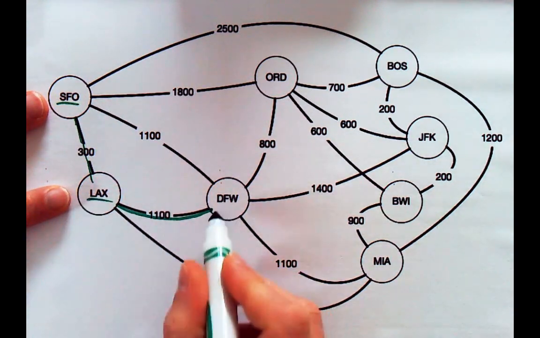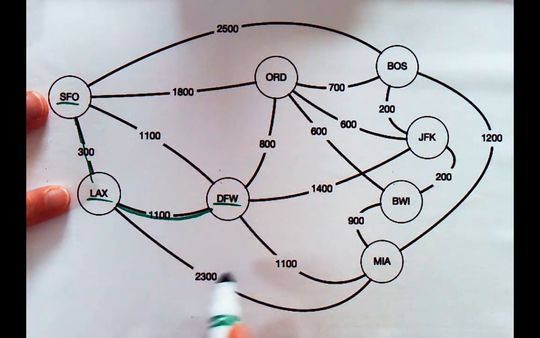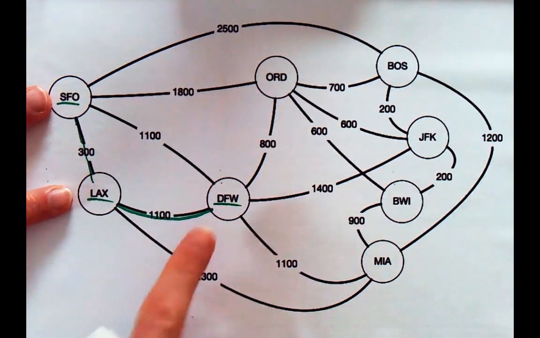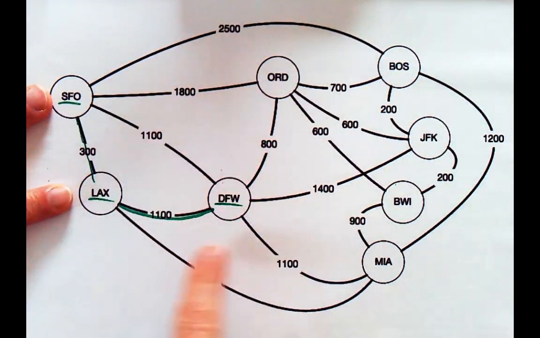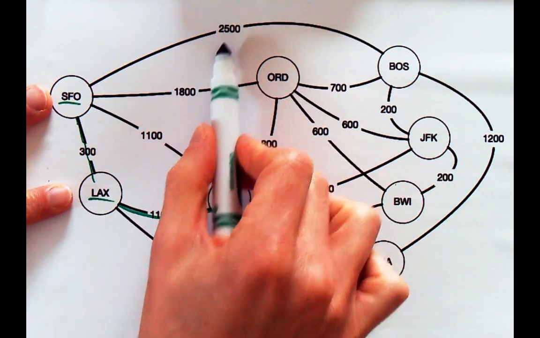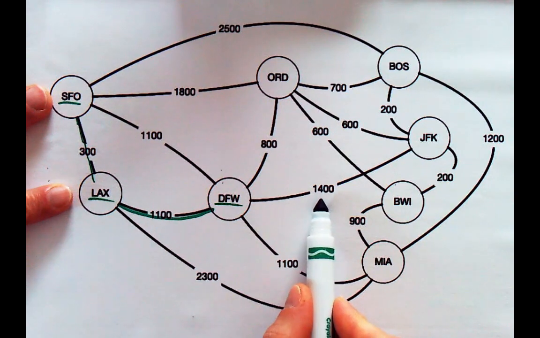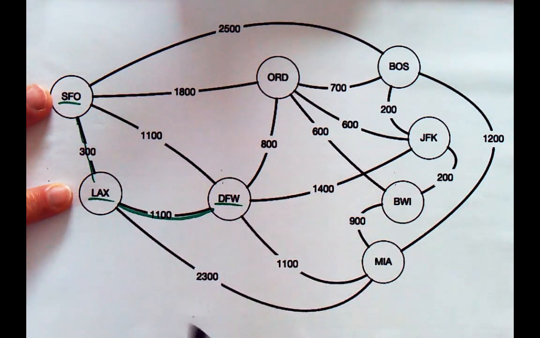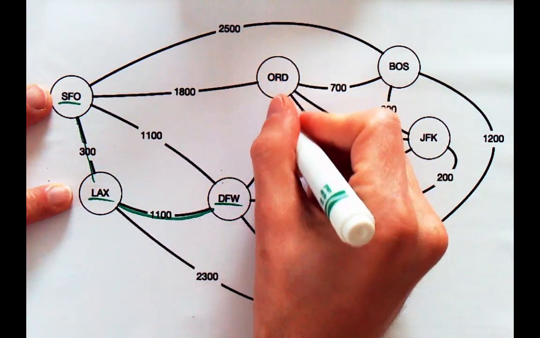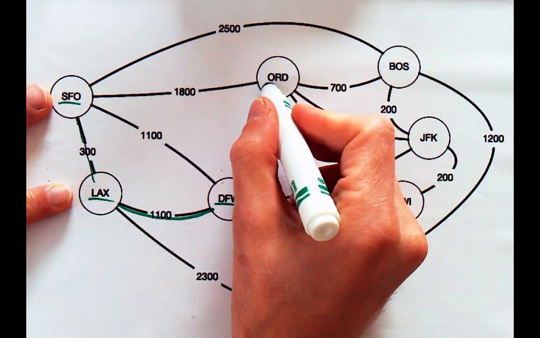So now I've expanded out further, and I've got this group of 3 different vertices and all of the outgoing edges from all of those vertices. So 2,500, 1,800, 1,100, 800, 1,400, 1,100, 2,300. Okay, the minimum of all of those is this one up here that goes up to Chicago.